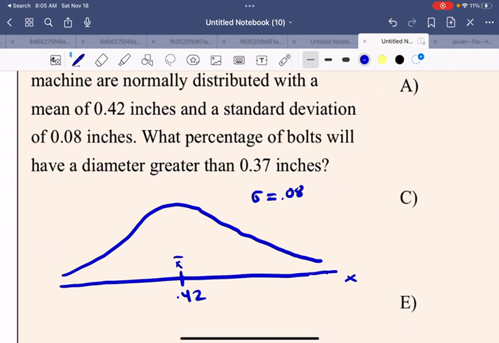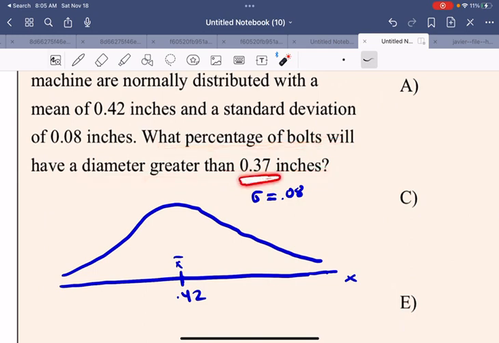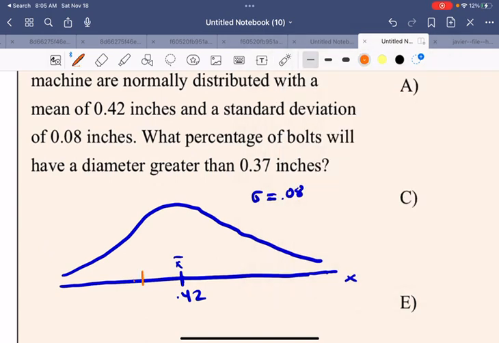Then it's asking, I'm going to try to change this question. What percentage have a diameter greater than 0.37? I'm going to turn that question into an area question. So I'm going to try to find that spot on the number line. 0.37 would likely be left of 0.42, obviously. So 0.4, that would be somewhere around here. 0.37, left of 0.42.